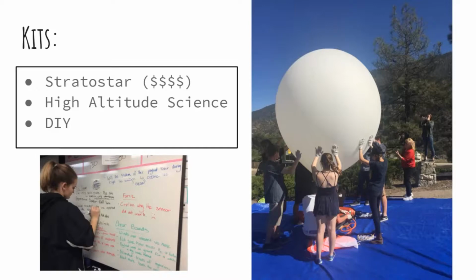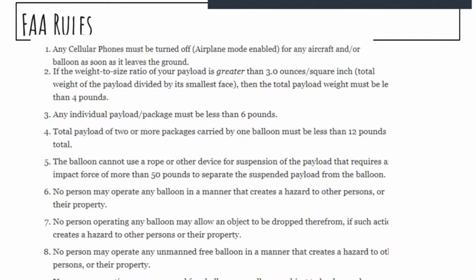High Altitude Science sells everything you need to be able to put it together. There's many ways to DIY. There is another company called Magnitude.io, which sells a really cool sensor kit to go up aboard these. But High Altitude Science and Stratastar are really the two to look for to get things like the balloons and all of that logistical stuff.